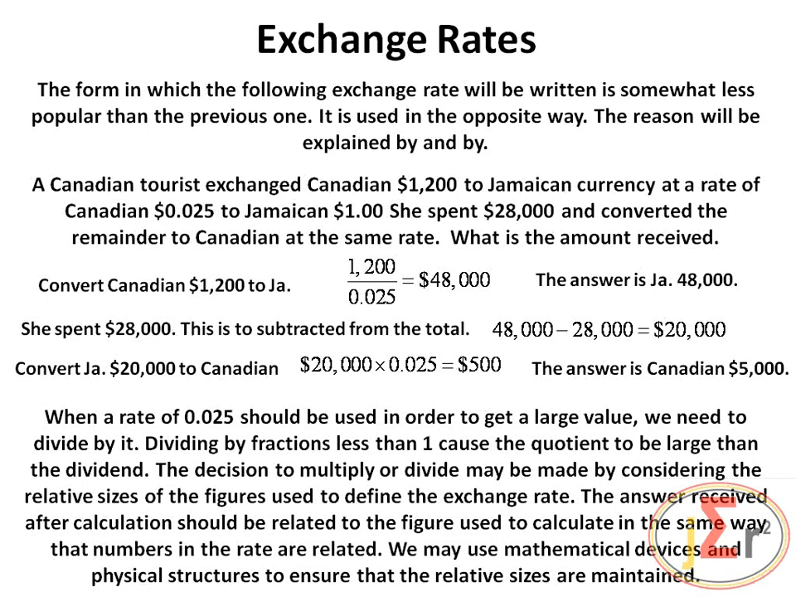So in order to get a larger number, if the rate is 0.025, you have to divide by 0.025. Dividing by a fraction that is less than 1 will cause the quotient to be greater than the dividend, which is, the answer is going to be greater than the number that you started off with.